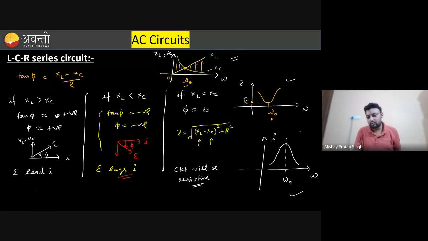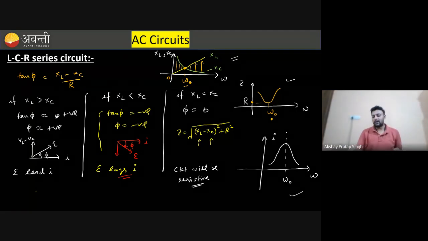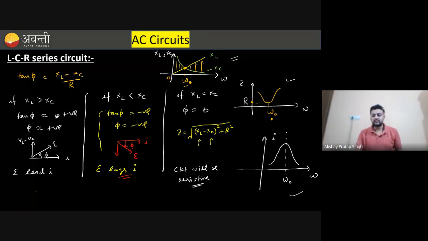This graph is going to be used for resonance when we study selectivity and sharpness of the circuit. After that, two topics are remaining. One is power in the AC circuit, and after that one more topic, that is transformer, I think. After the completion of these two topics, we will be ending tomorrow.